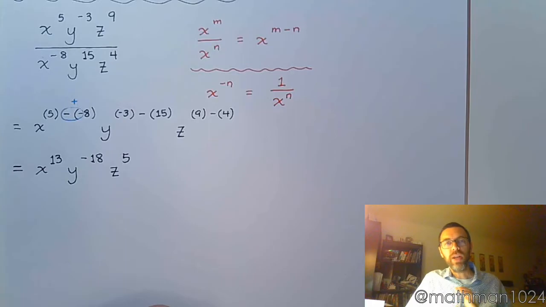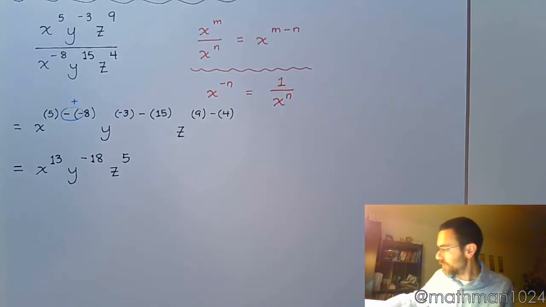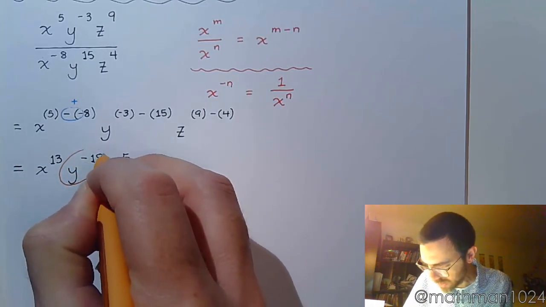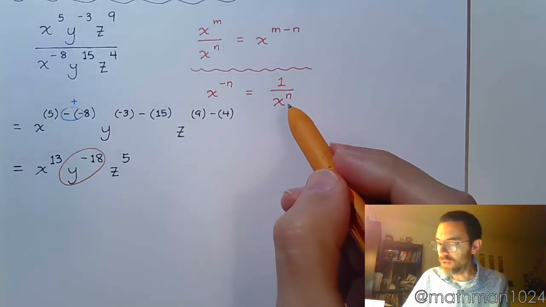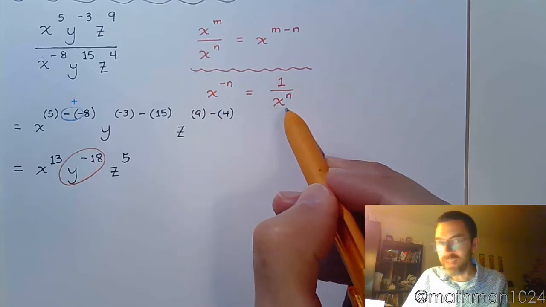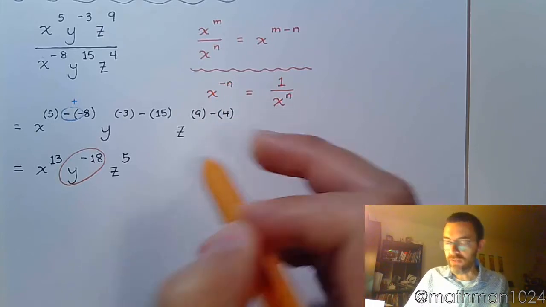Now, before you go on and box this answer, you need to understand that we're not allowed to leave negative powers. So anytime we have a negative power, that's where this little property comes in. It says that when you have a negative power, you just move that into the denominator and change the sign of the power.